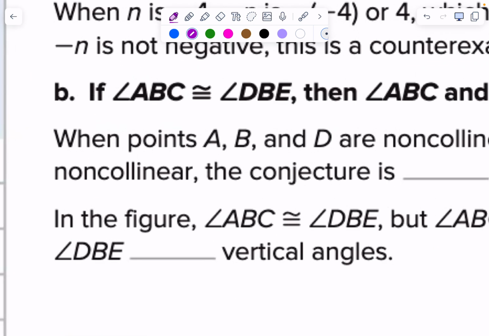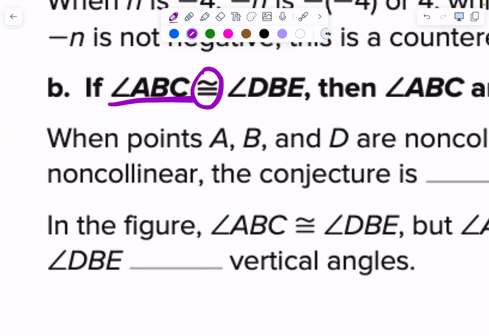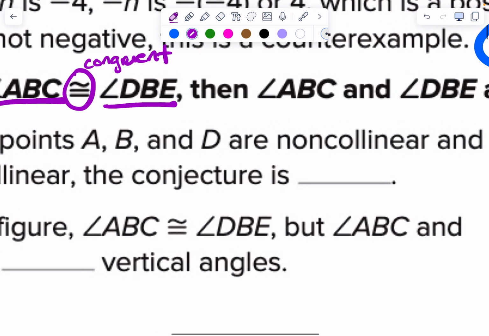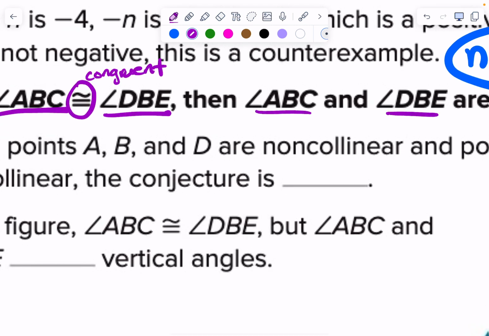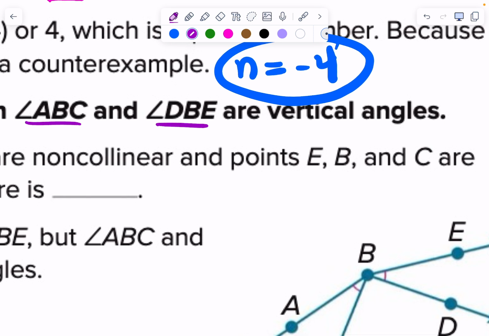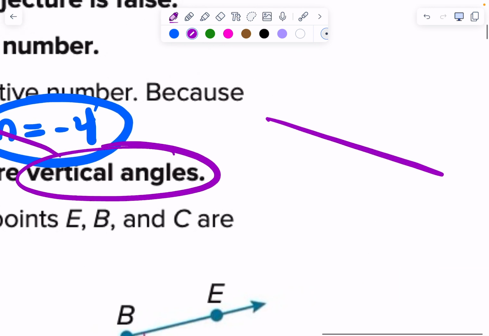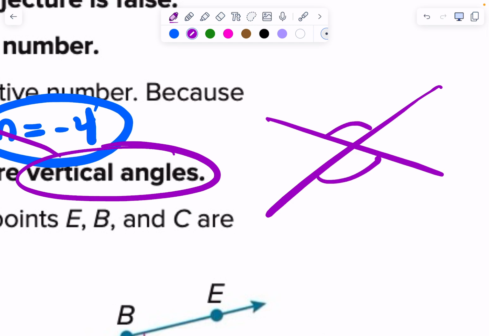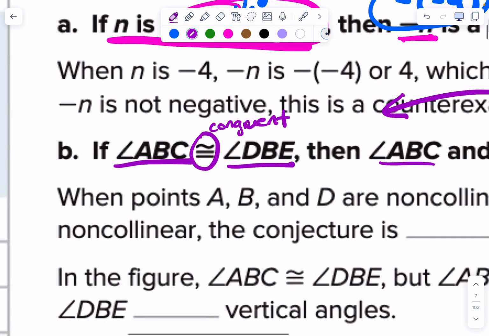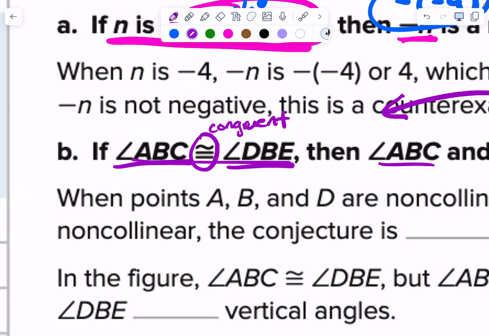Here is a drawing or a geometric thing that's going to be a counterexample. It says angle ABC is congruent, this is the symbol for congruent, to angle DBE. Those two angles are congruent, meaning the same size. So if one is 40 degrees, the other one's 40 degrees, right? Then angle ABC and angle DBE are vertical angles. Okay, hold up. Are vertical angles congruent? Yeah. Vertical angles are the ones that go like this. This angle and this one. Are vertical angles always congruent? Yes. But are two angles that are congruent always vertical? Are they always across from each other?